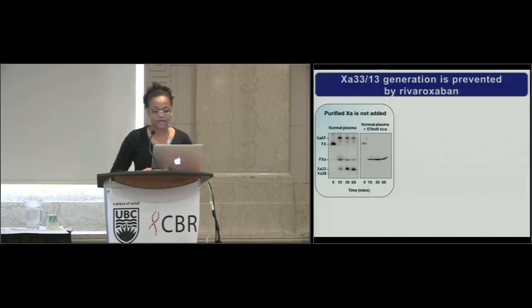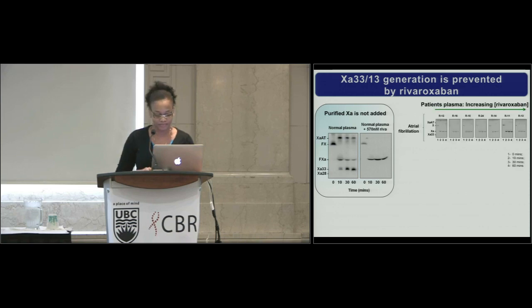Knowing all of this, I then looked into the fragmentation of factor Xa in the presence or absence of rivaroxaban. Here is normal plasma, and we see that we have Xa, which gets rapidly turned into Xa-3313. And just as a reminder, it is Xa-3313 that is rapidly turned off in plasma, and so this is the one that we want to get rid of. We see that by adding rivaroxaban into the mix, 3313 generation was prevented.